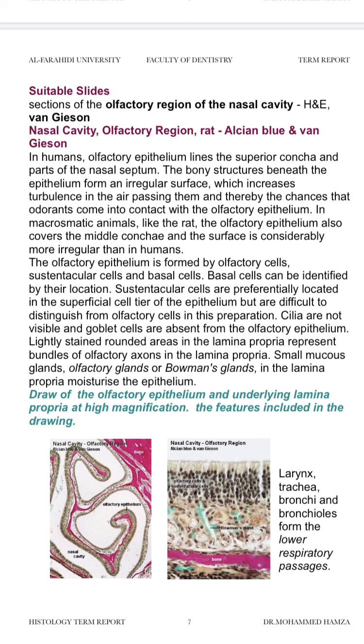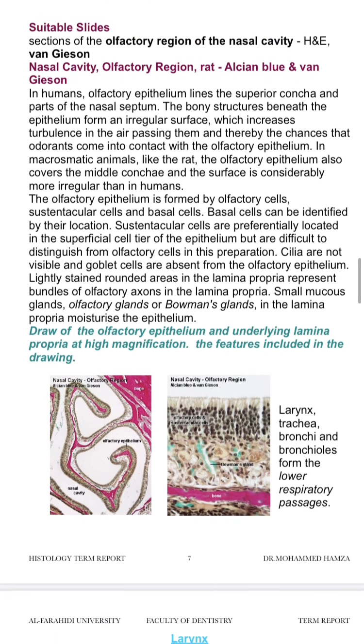In macrosomatic animals like the rat, the olfactory epithelium also covers the middle concha and the surface is considerably more enlarged than in humans. The olfactory epithelium is formed by olfactory cells, sustentacular cells, and basal cells. Basal cells can be identified by their location, and sustentacular cells are preferentially located in the superficial cell tier of the epithelium, but are difficult to distinguish from the olfactory cells in the preparation.